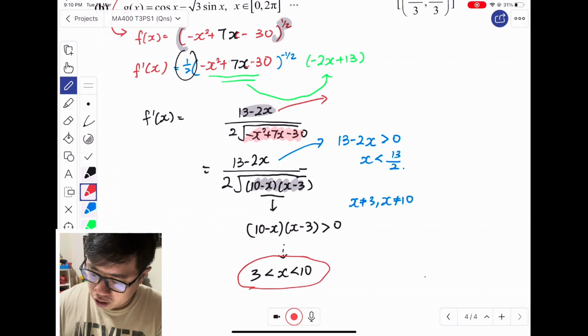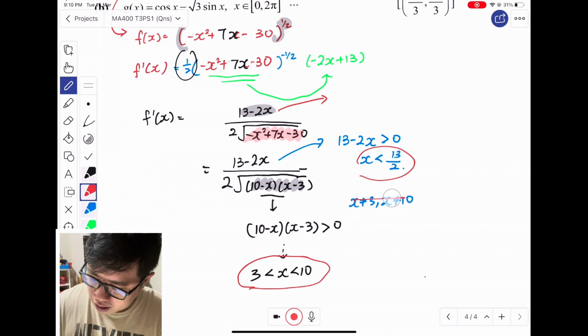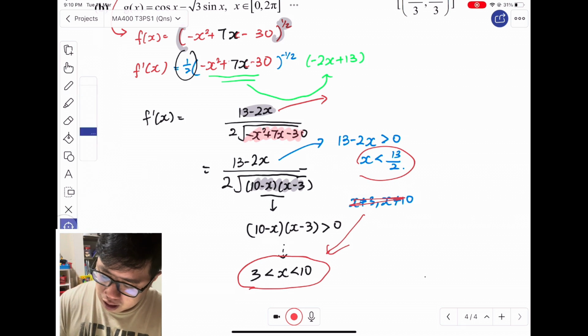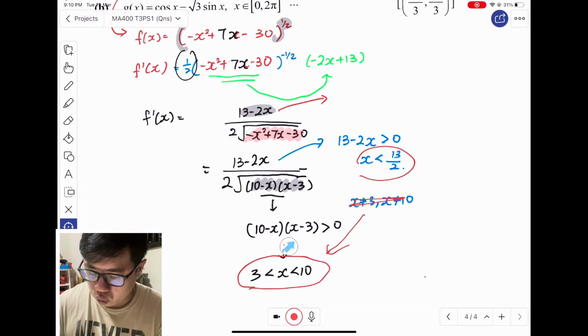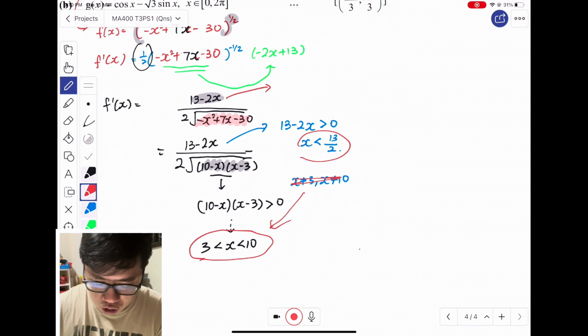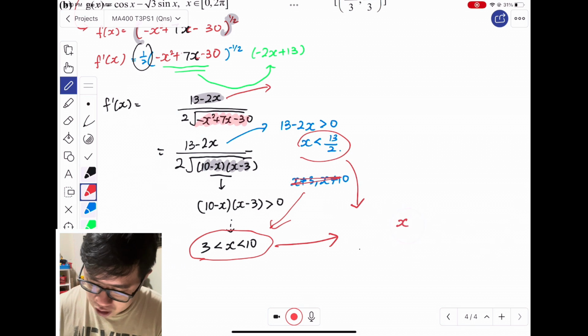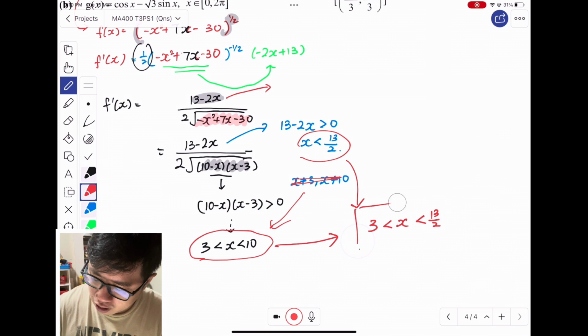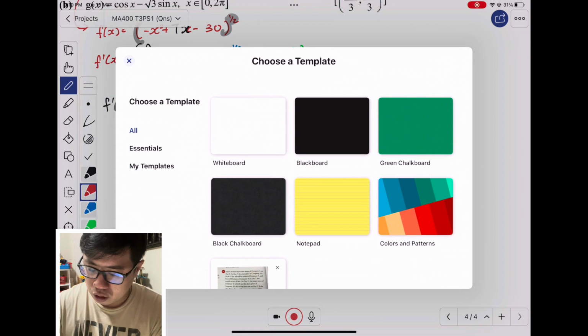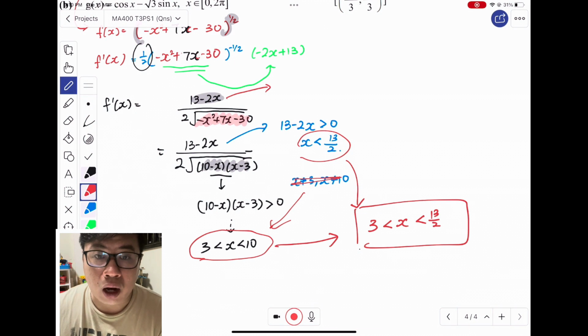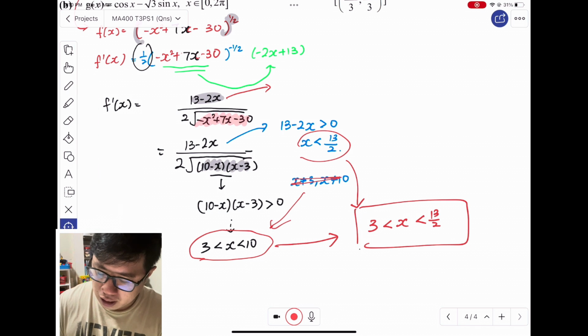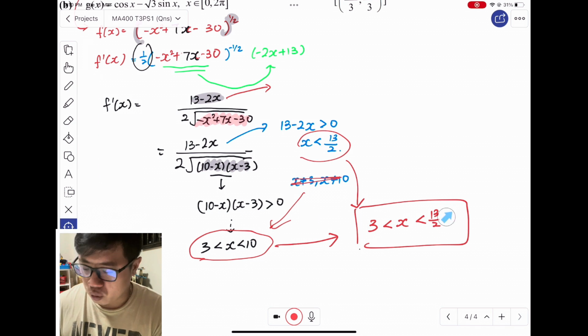Okay, so now if you consider all this, combining x less than 13 over 2 and x must be between 3 and 10, and looking at the intersection of these two intervals, the final answer will be that x has to be between 3 and 13 over 2. If this is not clear to you, then do work out a number line, and you can see why the intersection of these two intervals gives you this answer. Okay.